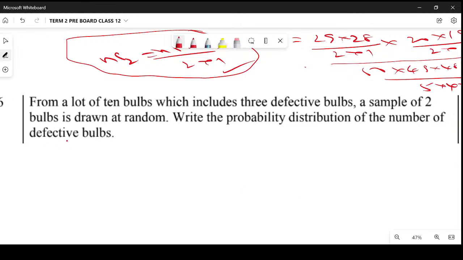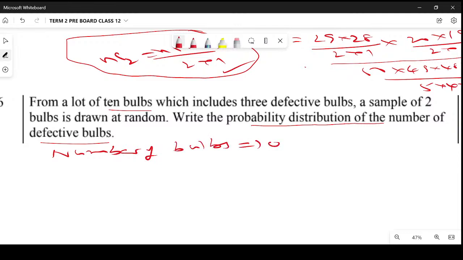When talking about the probability distribution of the number of defective bulbs, I can consider, let x be the number of defective bulbs. The total number of bulbs is given as 10, which includes 3 defective bulbs. Let x be the number of defective bulbs.